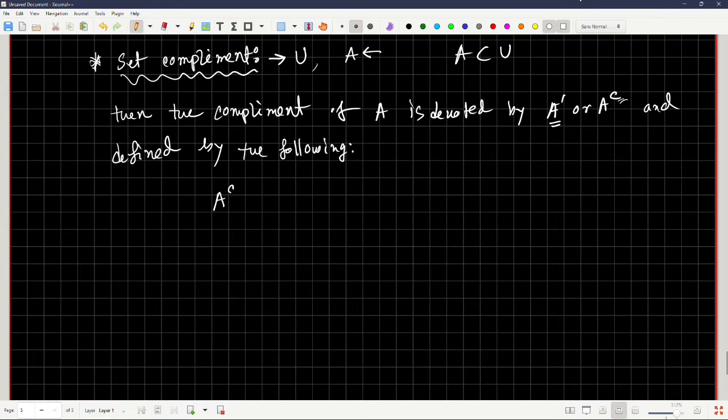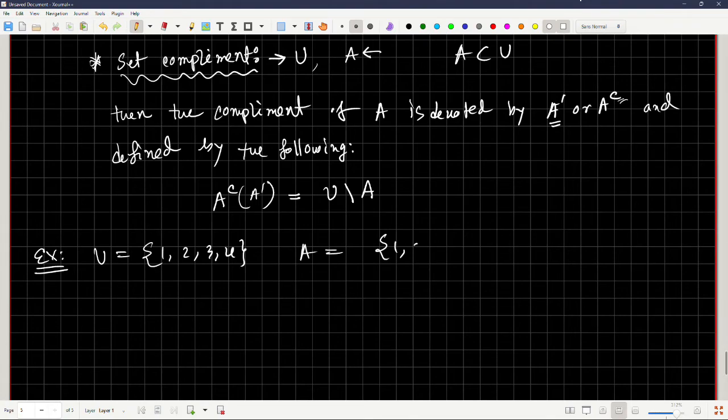So the complement, you can also write it as A prime equals the set difference between the universal set and the set itself. This is the complement. And if you want to take an example, let's say U is 1 2 3 4, let A be 1 2, then what is A complement or A prime?